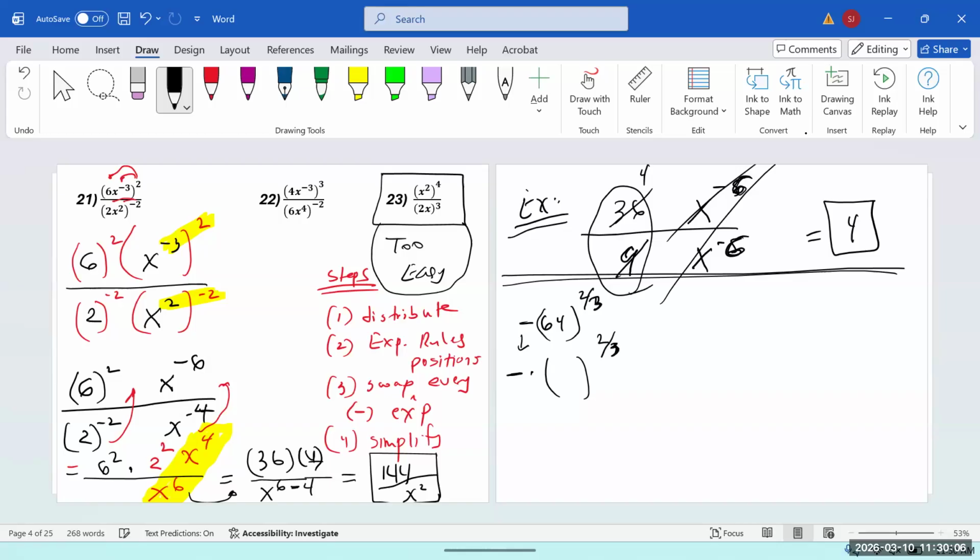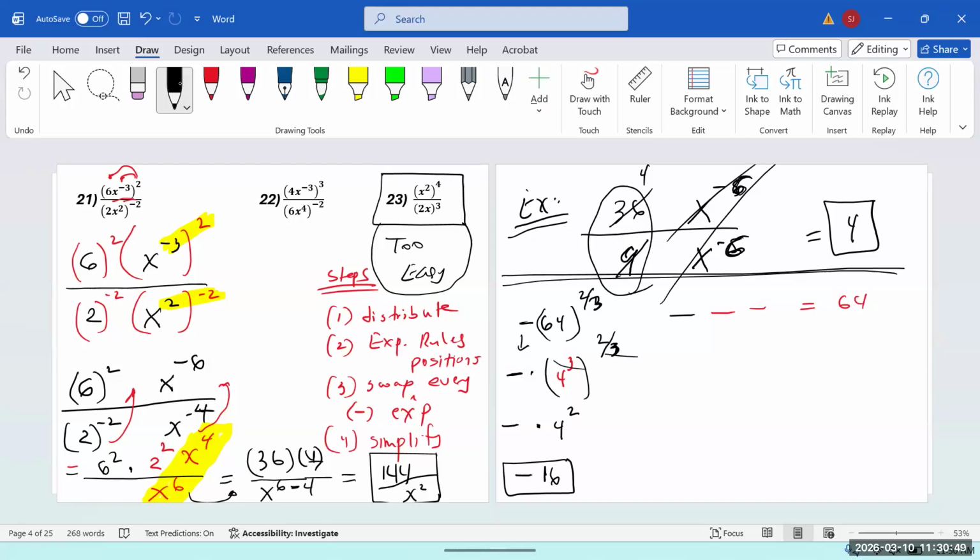So how do you want to rewrite your 64? With what power? 3 power. So what number when you multiply 3 times, the answer is 64? 4. So it's 4 cubed. So negative times, what happens to the 3 power and 3 denominator? Cancel. And what is left? 4 with the square. And how much is 4 with the square? 16. So this is negative 16 because negative is a multiplication.